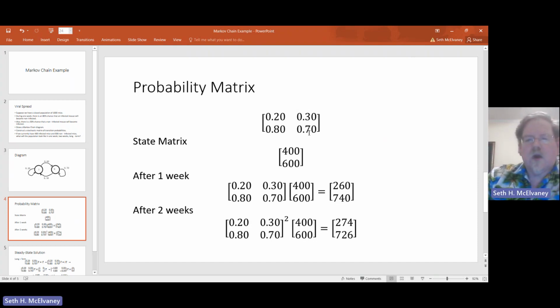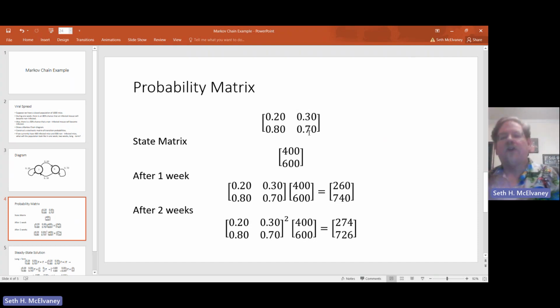And then we have what's called a state matrix. In other words, what's the situation now? All right. So the situation now, we're saying if we currently have 400 infected mice and 600 non-infected mice. Again, I made that first row being about infected. So 400 infected, that's the first entry. 600 non-infected, that's the second entry.